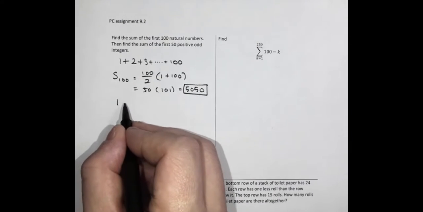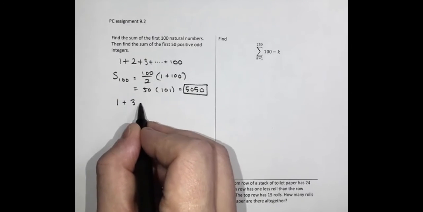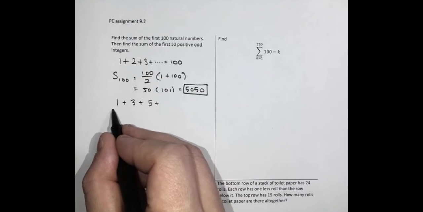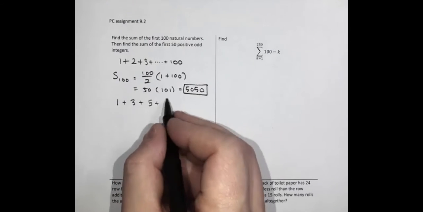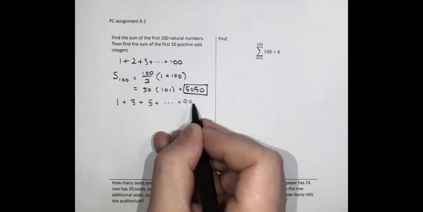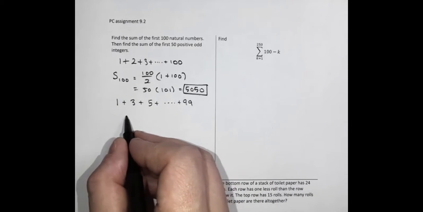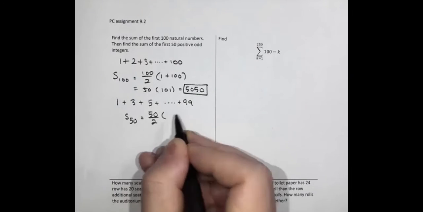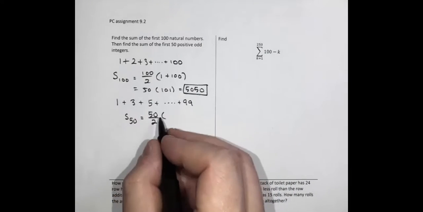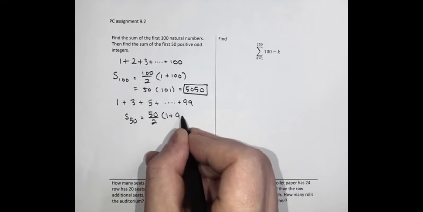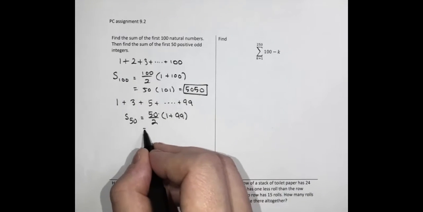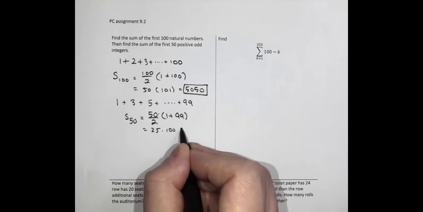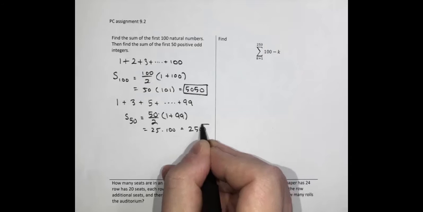So that would be 1 plus 3 plus 5. So the first one is 2 minus 1. So the 50th one is going to be 100 minus 1. That's going to be 99. So this time the sum of these 50 numbers would be 50 over 2 multiplied by first term plus last term. So 50 over 2 is 25, and 1 plus 99 is 100. So this time we'd be getting 2500.